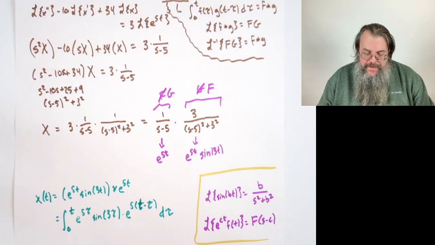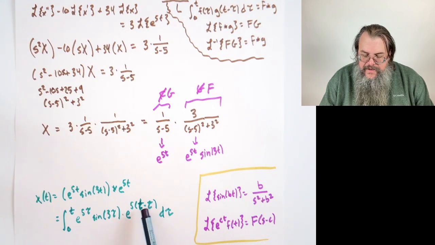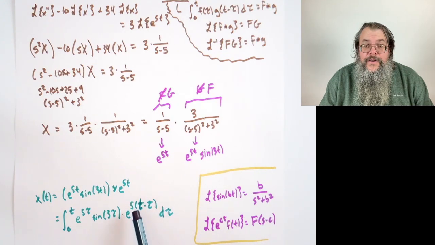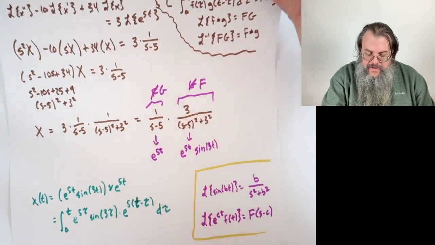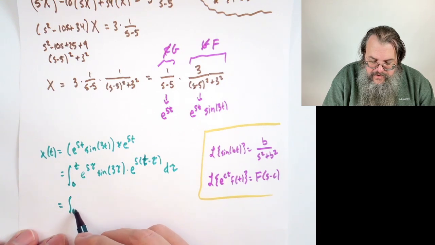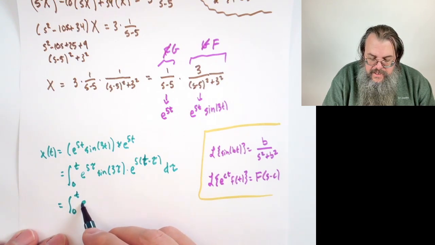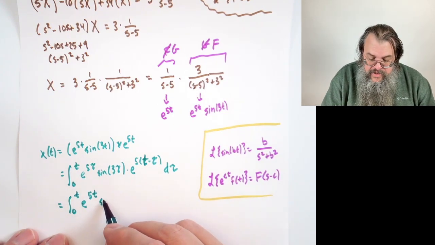Notice a couple of things happening here. So you have e to the 5t, and then we subtract 5 tau. What does that tell us? If you have e to the 5t, subtract 5 tau, and here's e to the 5 tau, that becomes equal to the integral 0 to t of e to the 5t, because the 5 taus cancel, sine of 3 tau.